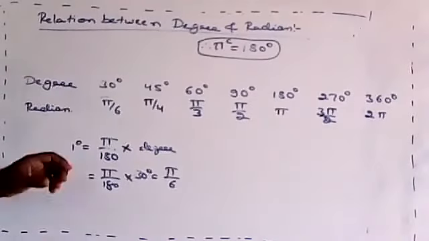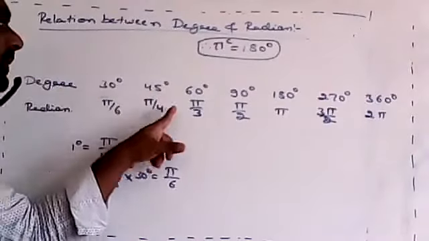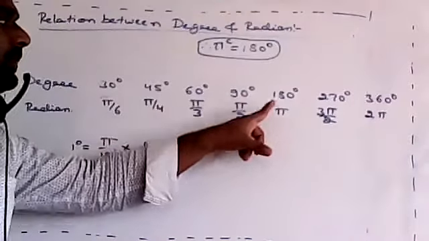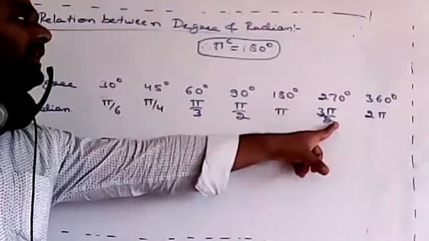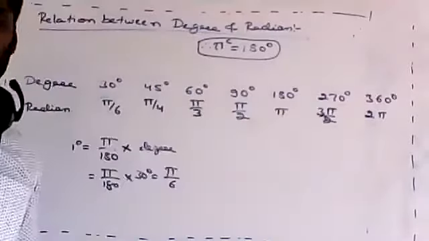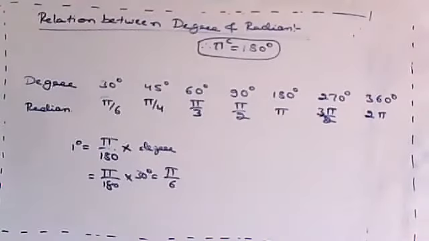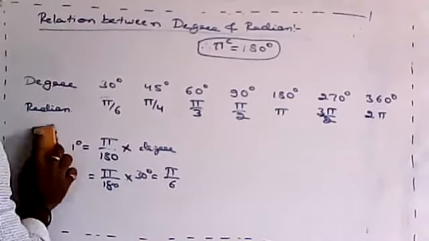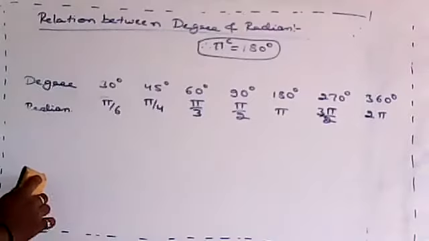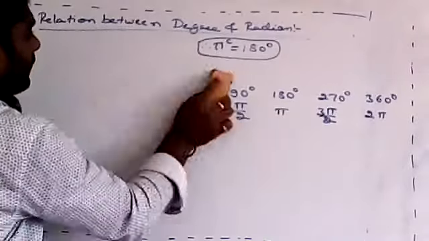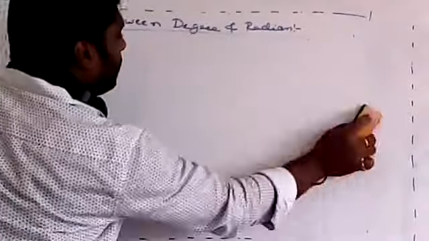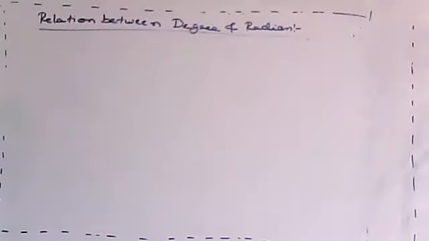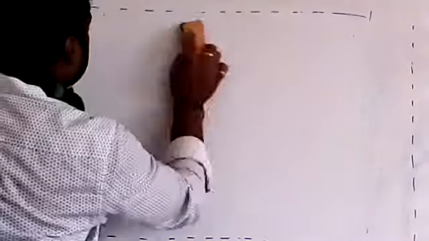Okay, 2 pi. So 30 degrees is pi by 6, 45 degrees pi by 4, 60 degrees pi by 3, 90 degrees pi by 2, 180 is pi, 270 degrees 3 pi by 2, and 360 degrees 2 pi. Okay. And note, you have to remember this one.